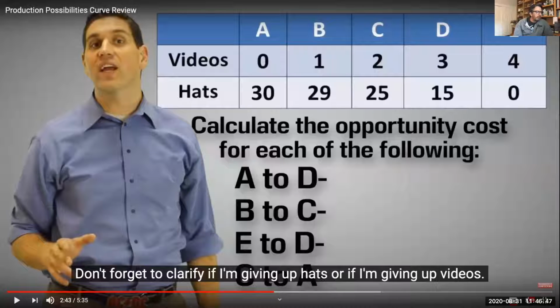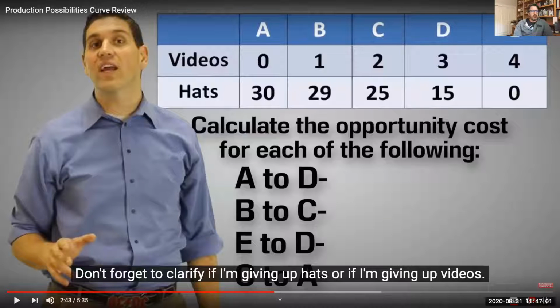So let's try one more, B to C. And let's do both directions this time. What's the opportunity cost from B to C? What's the opportunity cost of going from B to C? 4 hats. Is that right? Yeah, so that would be if we're moving from B to C in terms of videos, right? For one video, it's gonna be 4 hats right there.